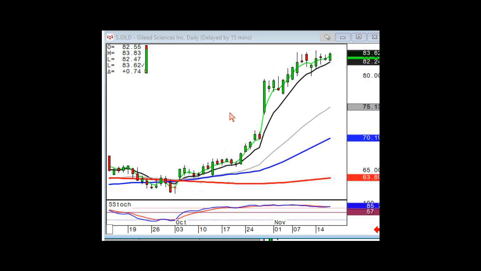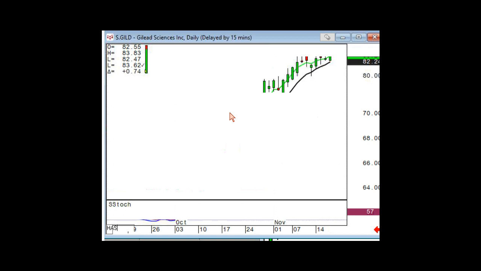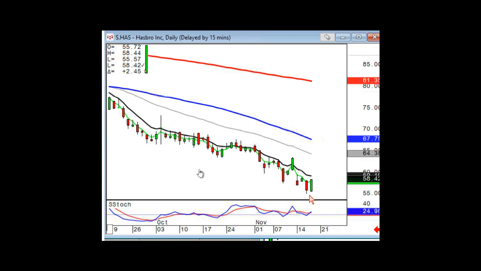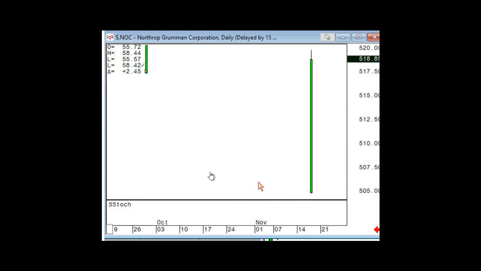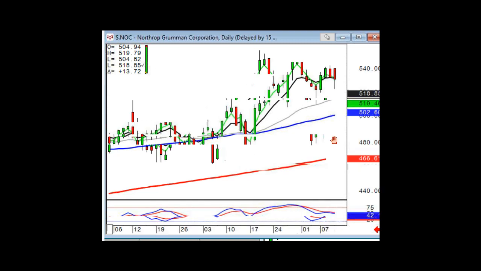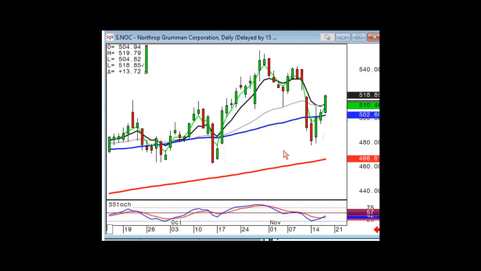Can we see Hasbro? Right now, if I was short, I'd stay short until I saw a buy signal or close back up above the T-line. NOC, that one, not a real good signal, kind of a doji sandwich. You could buy it, it just wouldn't be a real great chart.